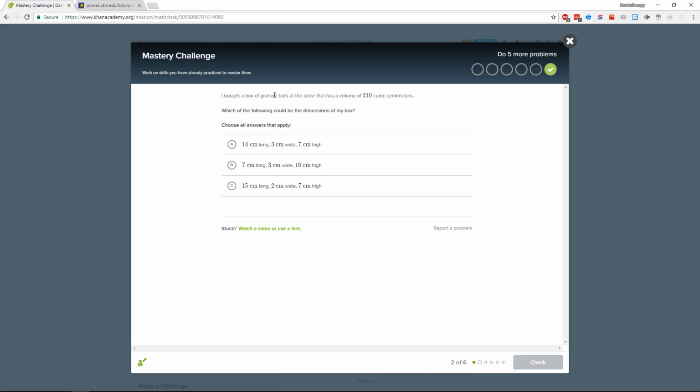I bought a box of granola bars at the store. It has a volume of 210 cubic centimeters. What are the following dimensions?